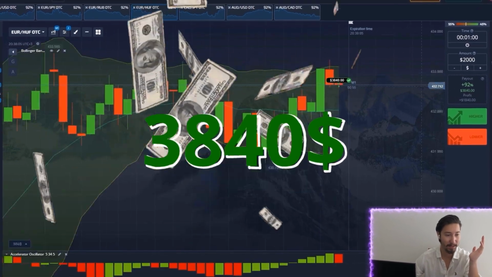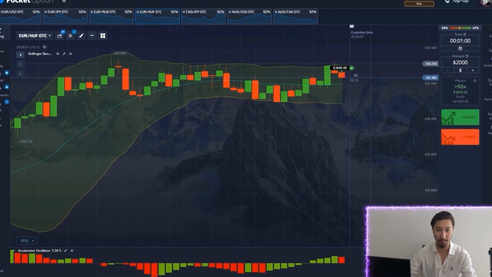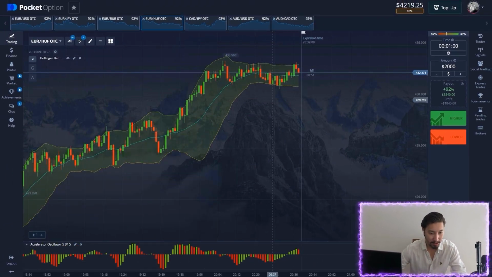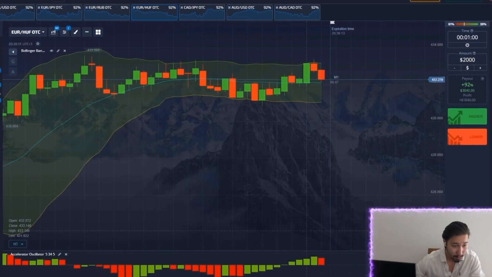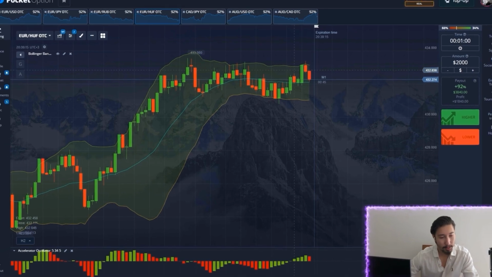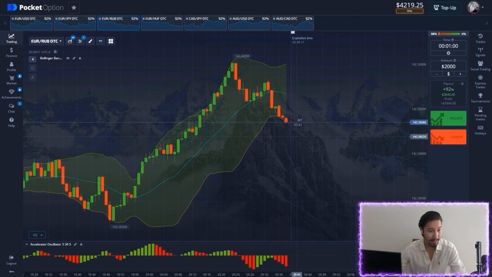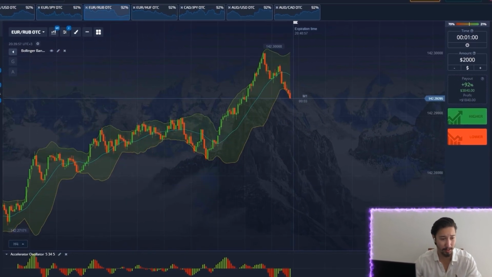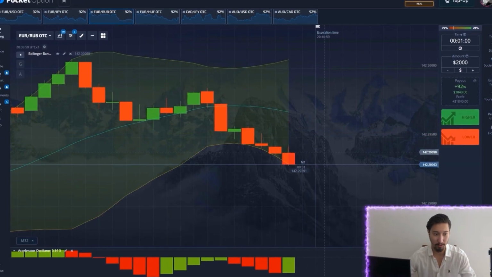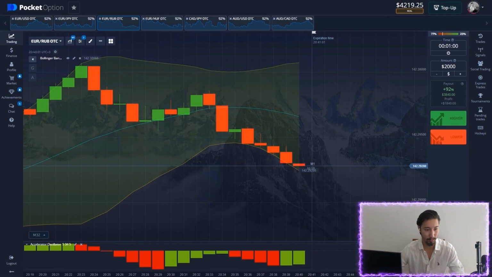And we're in the profits, guys. Look at this one, $4,000. Good job as always. So take a look at the accelerator. The red histogram just showed up exactly as we predicted, guys. And now let's continue the trading session. I guess we're going good right now.